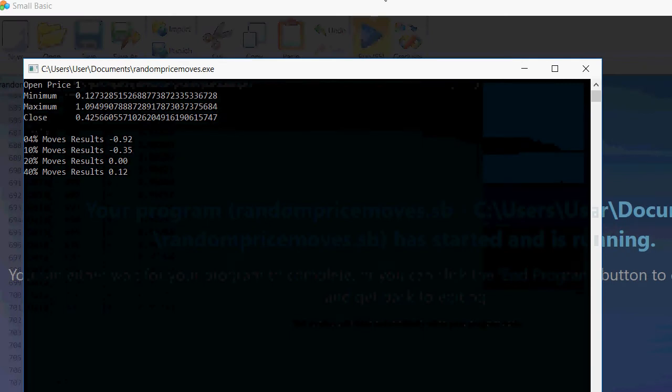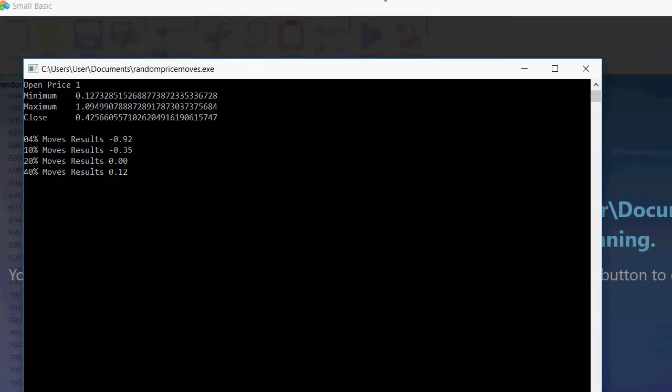And what it does is it's going to randomly take a whole bunch of movements. It's going to start the price at 1. It's going to go up and down. So in this case, this price started at 1. It went down to as low as 0.12 and went as high as 1.09, closing at 0.42.